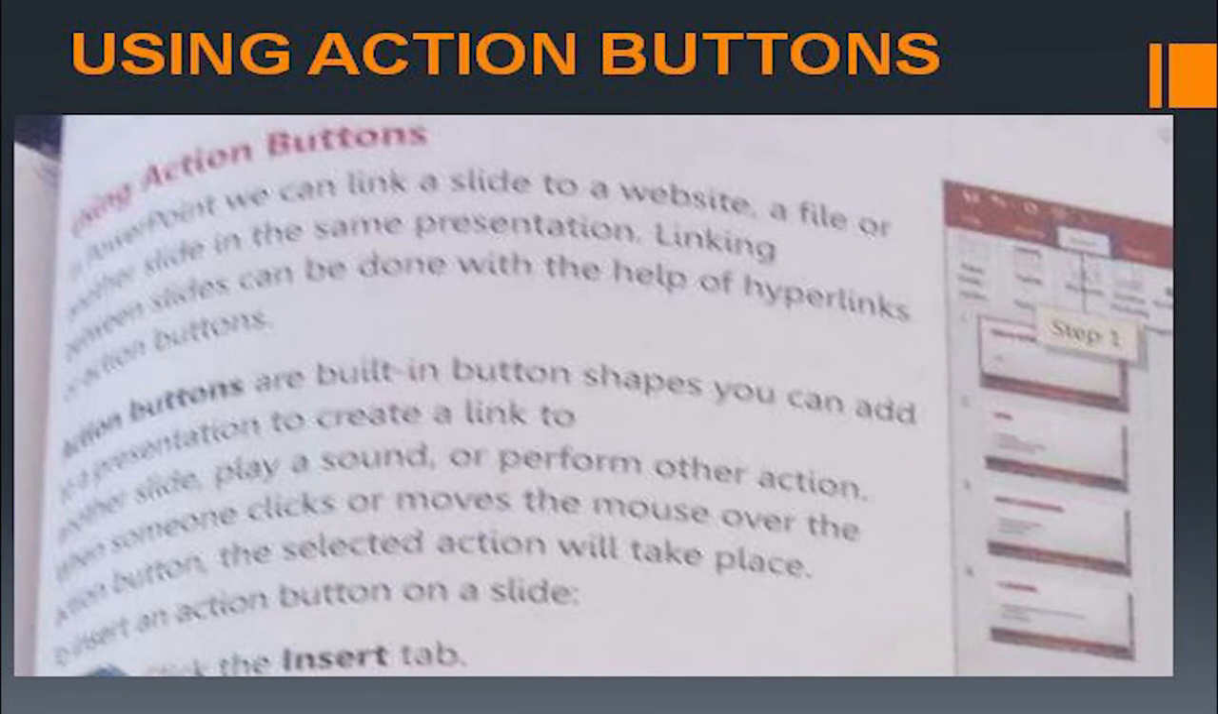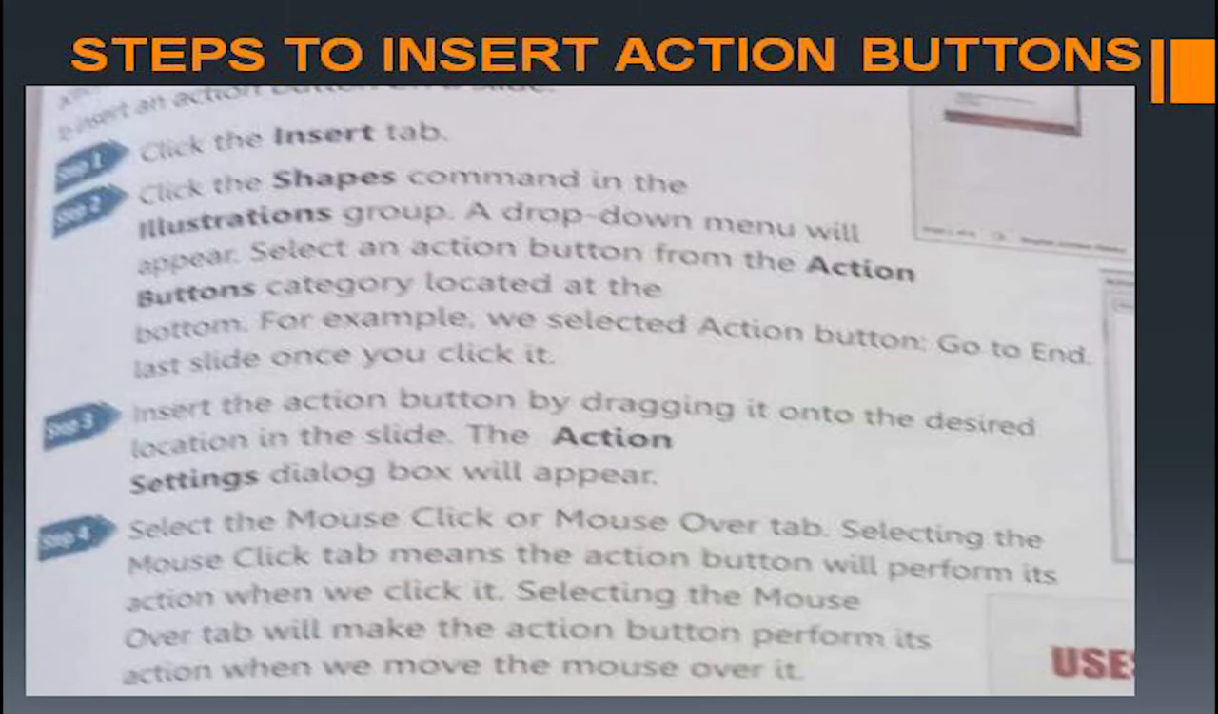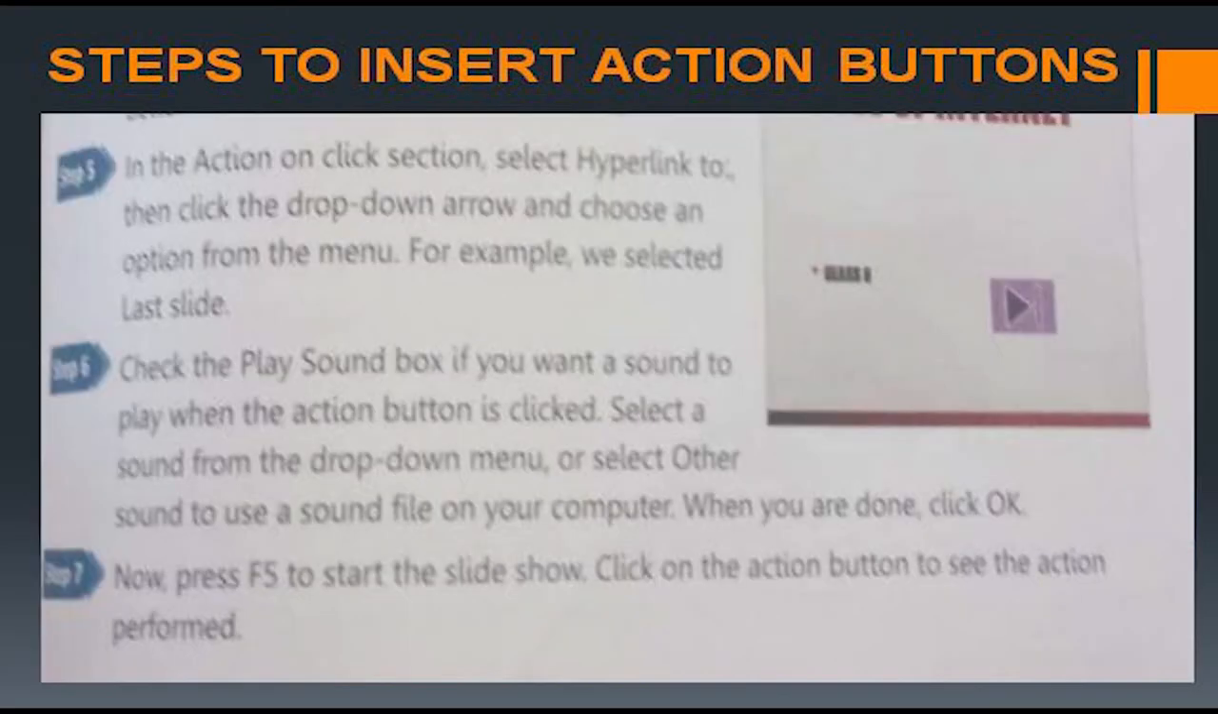To insert an action button, we need to follow the below steps. So steps to insert an action button. Click on the insert tab, click on the shapes command in the illustration group. A drop down menu will appear. Select an action button from the action buttons category. It's located there, and insert the action button by dragging it into the desired location in the slide. The action button setting dialog box will appear. Select the mouse click or mouse over tab. Select the mouse click, that means the action button will perform the action when it is clicked. Select the mouse over tab, it will make the action button perform the action when the mouse is moved over it.